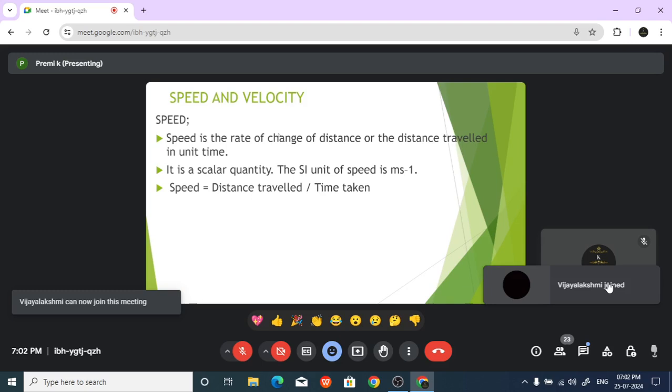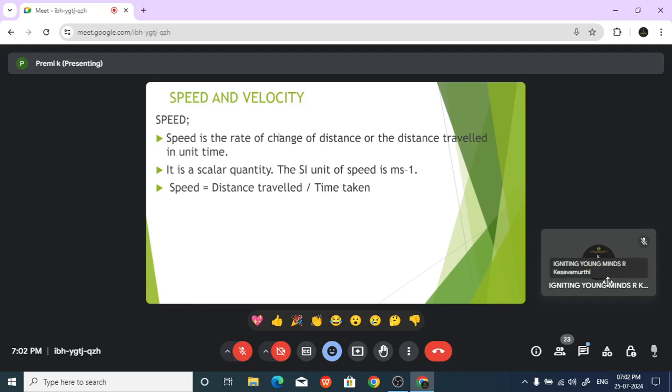As we have seen, distance and displacement are very similar. In the same way, speed and velocity are also very similar, with only a small variation. Speed is the rate of change of distance, or the distance traveled in unit time. It is a scalar quantity. Speed depends only on the magnitude, not the direction. The SI unit of speed is meter per second. From the definition itself, speed is equal to distance traveled by time taken.